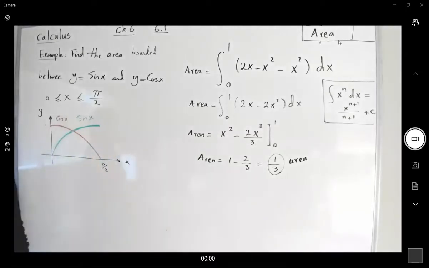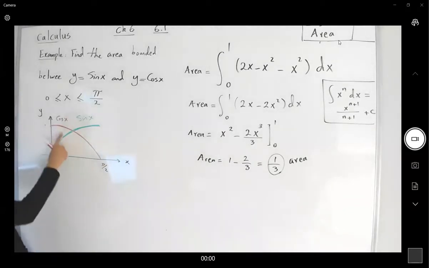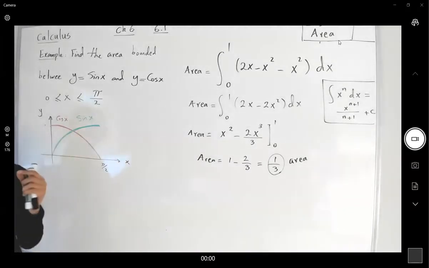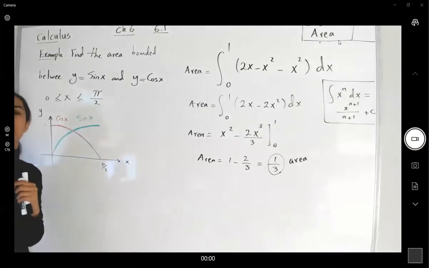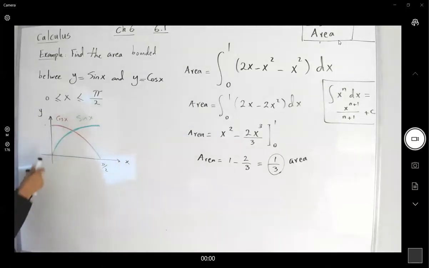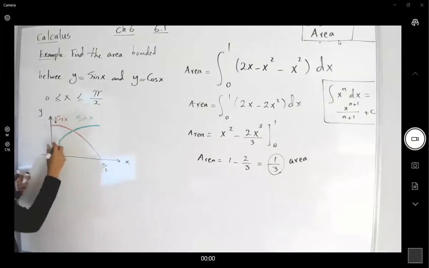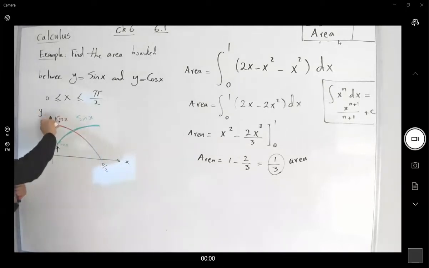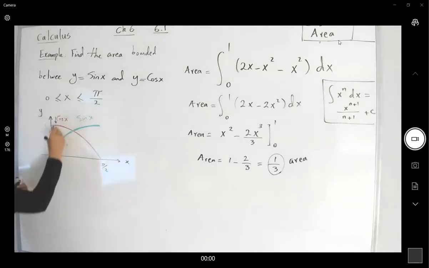Okay, the area bounded between these two functions. Is it this area? Is it this area? Is it this area? Remember that your y is changing between two y values. Here you have cosine on top, and down here you have your sine. So the first part of the area bounded between these two is going to be this piece here, between cosine and sine. This is the first piece.